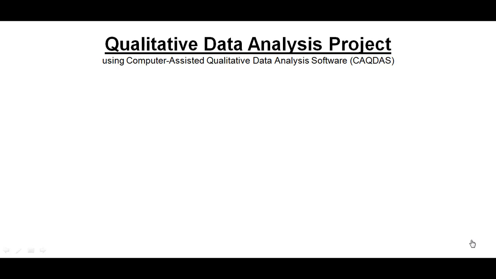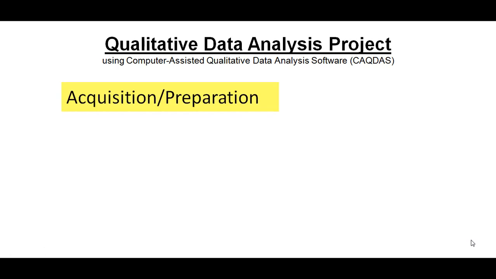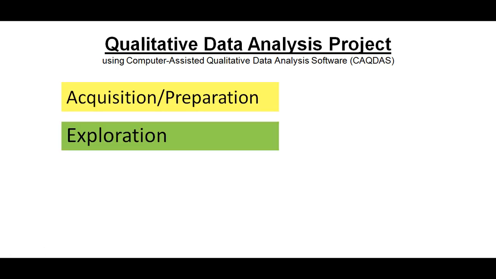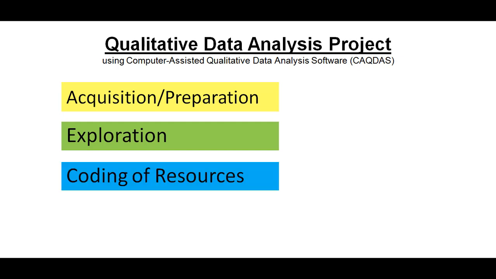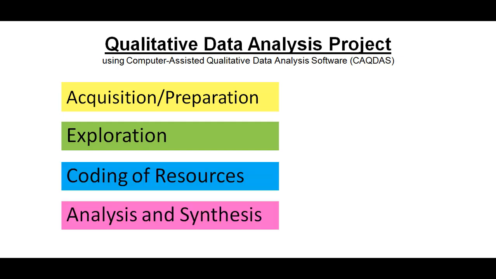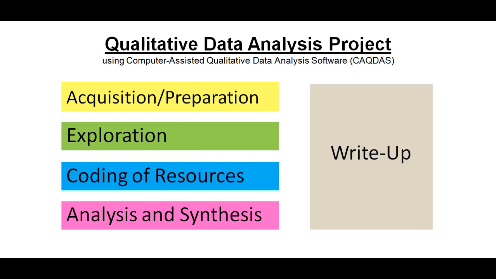Hello, I'm going to present a flowchart that is a model for doing qualitative analysis projects using computer-assisted techniques. I will also show the links to quantitative analysis in mixed methods projects. Qualitative data analysis projects usually come in 5 stages: acquisition and preparation of resources, exploration, coding of resources, analysis and synthesis, and of course the write-up of the project to communicate the results.